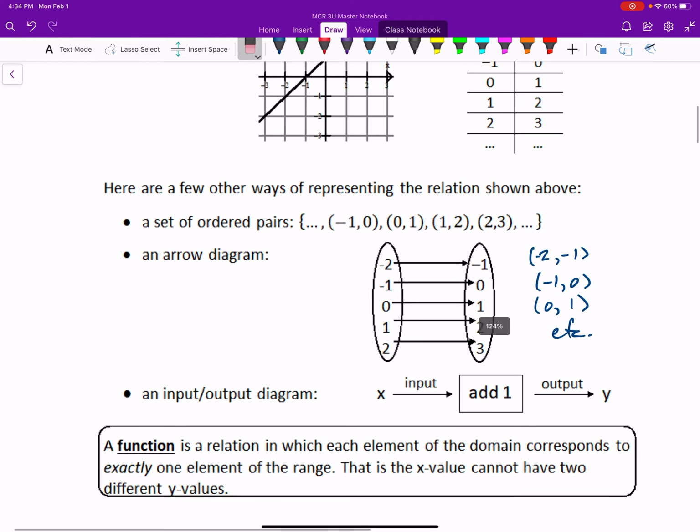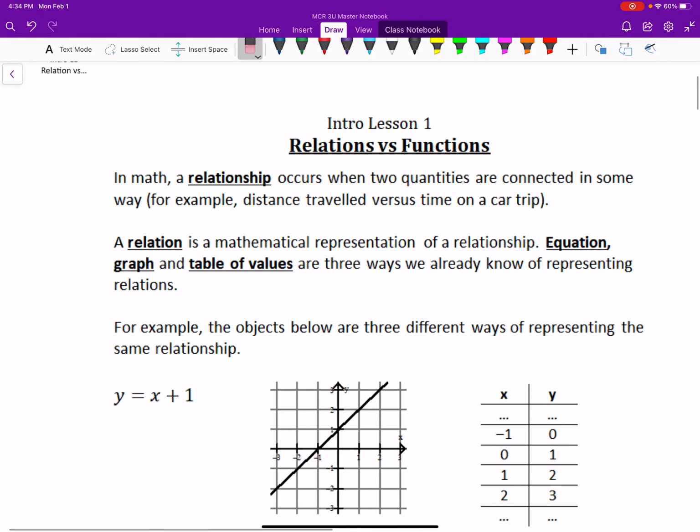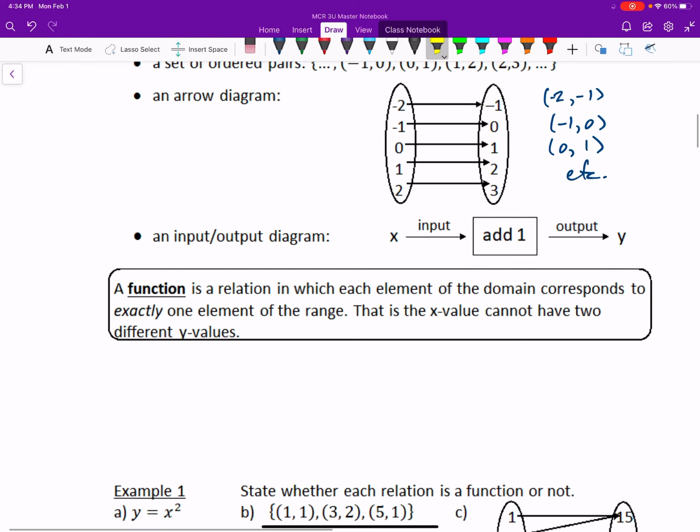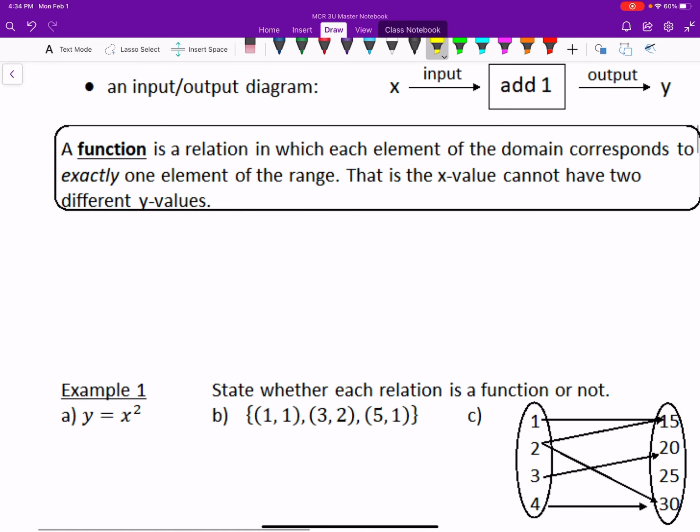So a relation, again, just to recap before we go on, is a mathematical representation of a relationship. So it requires two different quantities. Okay, so if that's what a relationship is, then what's a function? A function is a relation. So in order for something to be a function, it has to be a relation, first of all. It's a subset of relations is another way of saying it.